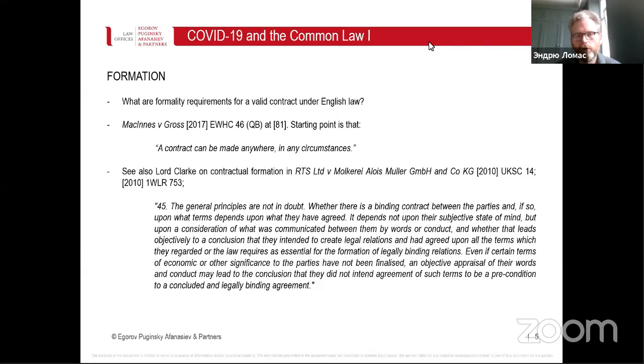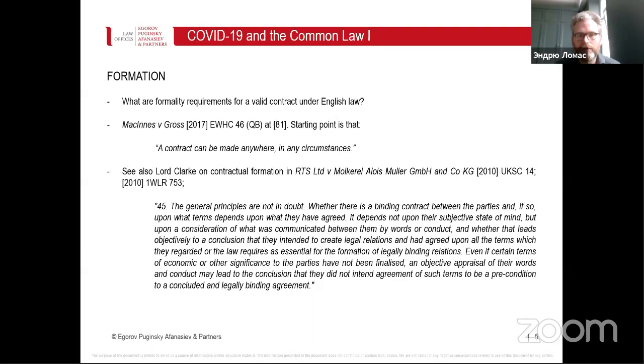Now, there's a broad principle here as to contractual formation that is set out in this passage by Lord Clarke. And he said the general principles are not in doubt. Whether there is a binding contract between the parties, and if so, upon what terms, depends on what they have agreed. It depends not upon their subjective state of mind, but upon a consideration of what was communicated between them by words or conduct, and whether that leads objectively to a conclusion that they intended to create legal relations and had agreed upon all terms which they regarded, or the law requires, as essential for formation of legally binding relations.